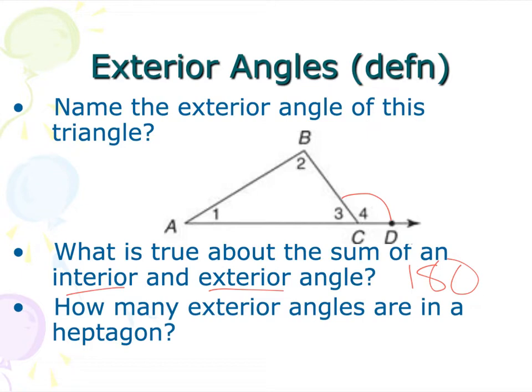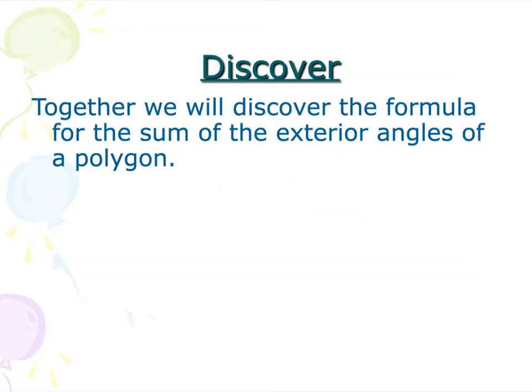And how many exterior angles are in a heptagon? Well, how many sides does a heptagon have? 7. So there are 7 exterior angles, 7 interior angles, 7 sides. It all matches up. How lovely is that?